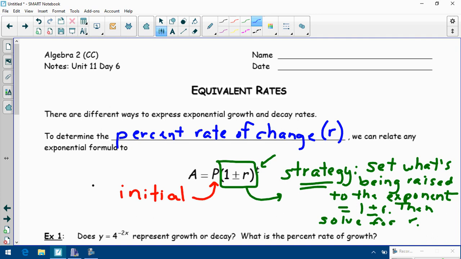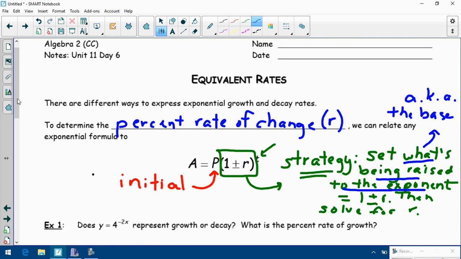Okay, so when I say set what's being raised to the exponent, I'm essentially saying the base. Whatever the base of the equation is, kind of the parent function base, that's what is contained with that 1 plus or minus r. So find the base, set it equal to 1 plus or minus r, and then we can solve for r. That's our percent rate of change. And that's basically what we're doing today.